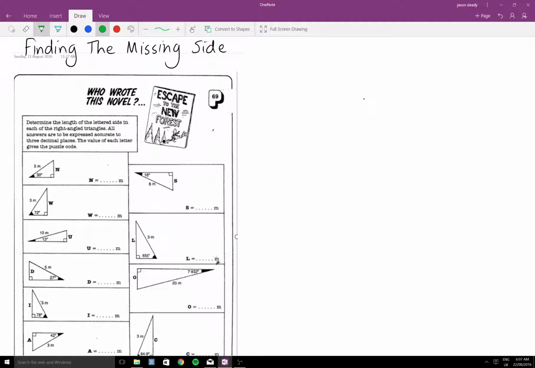Okay, so before we were using the sides to find the angle, now we're using the angle to find a side. Okay, so let's get started. Our first missing side we're going to find is n. And like before, our first step is to label the sides.